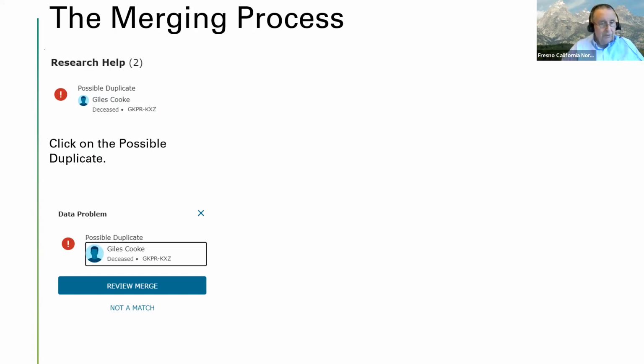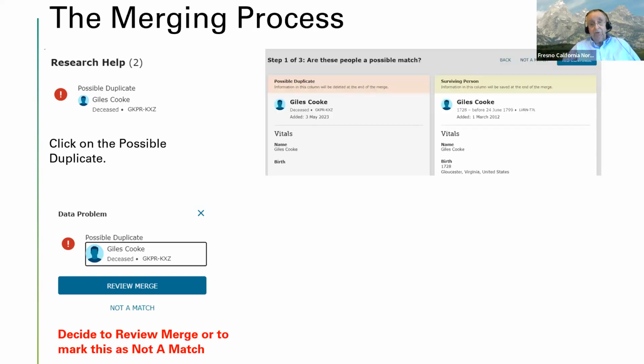Well, generally, unless maybe they were two totally different names, you would never want to click not a match at this point because you don't have enough information. So you're probably going to want to click review merge. And so when you do that, up will come a screen that will give you on the right side the person that you were looking at. This is the record in your tree. And on the left side, with the kind of brownish heading, is the possible duplicate record that FamilySearch discovered.